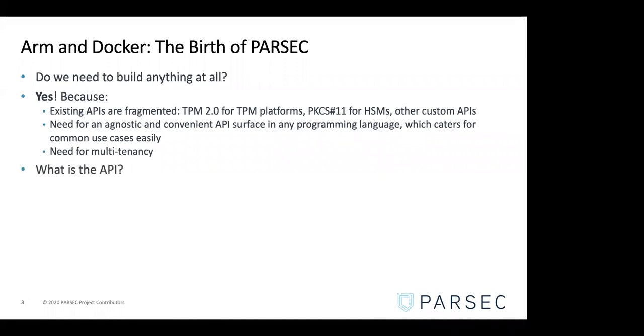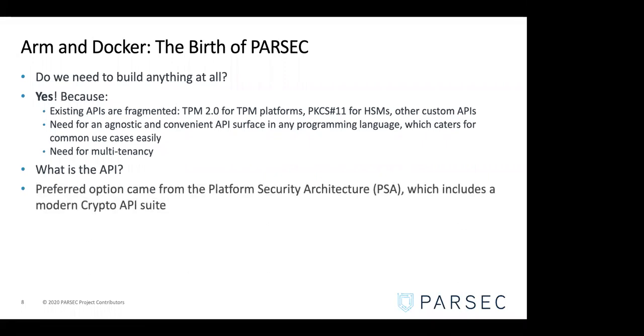And then the next question is, if we're going to have this common API, then what is it? What should it look like? For this, we mined the PSA, the Platform Security Architecture. This is something that Arm had previously defined as being a holistic end-to-end approach to security for IoT platforms. And inside this architecture, there are API suites available. And one of those APIs is the PSA Crypto API. It ticked lots of boxes for us in that it's modern, strongly specified, platform agnostic, provides all of the required primitives, good algorithm agility, and it suits hardware-backed implementations where the private key material is not exposed.